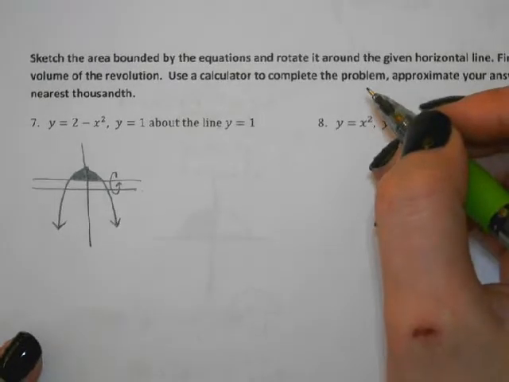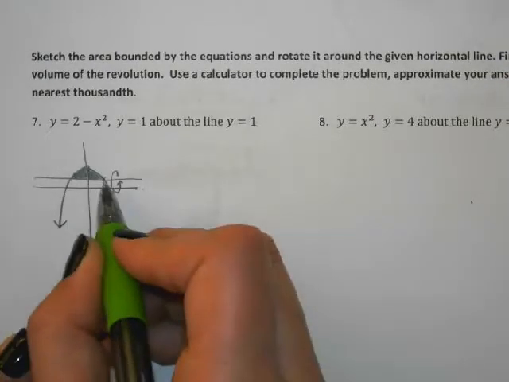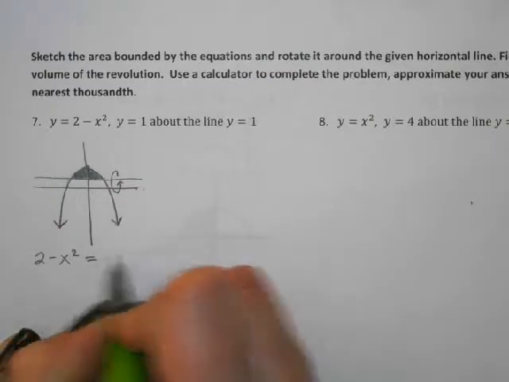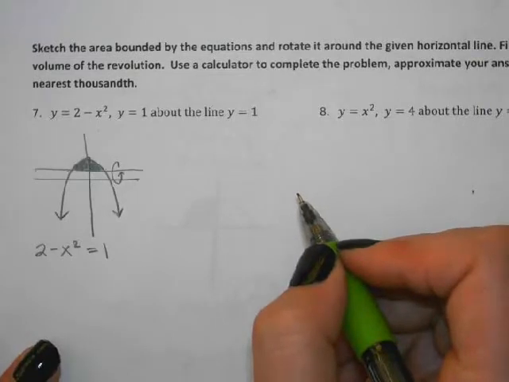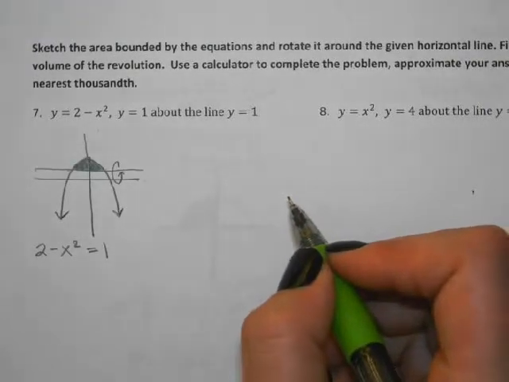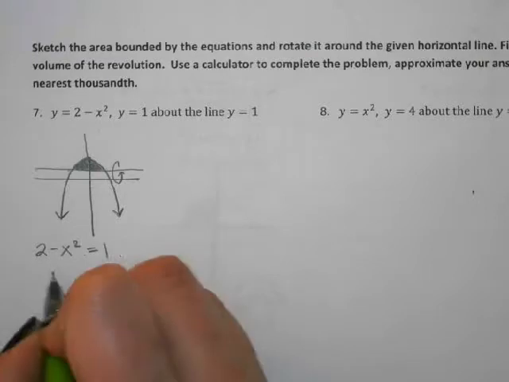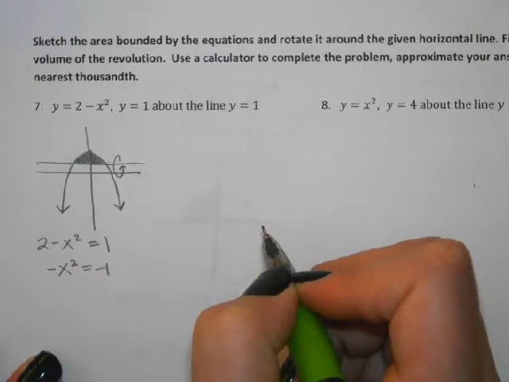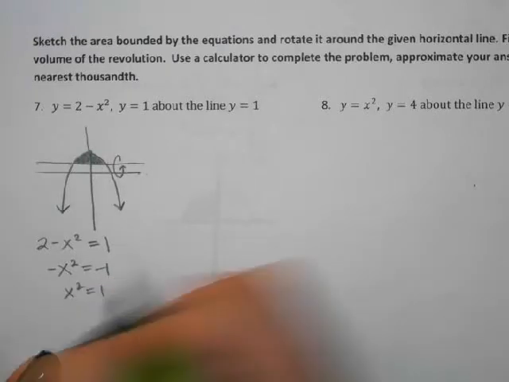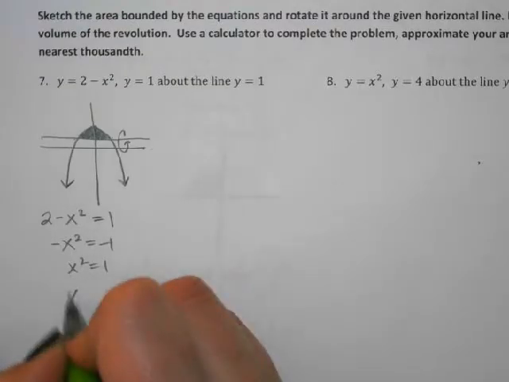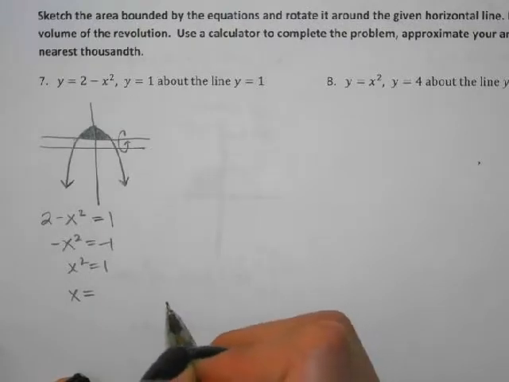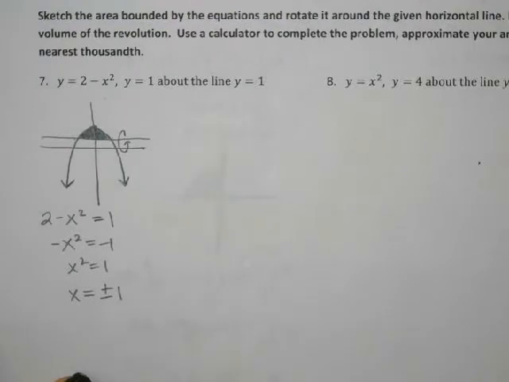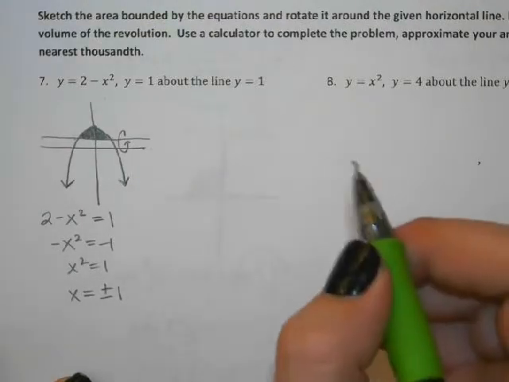I don't know what these numbers are, so I'm going to say 2 minus x squared equals 1. And then what should I do? Move the 2 over. So I have negative x squared equals negative 1. X squared equals 1. So x equals, be careful you don't kill anything, plus or minus 1.